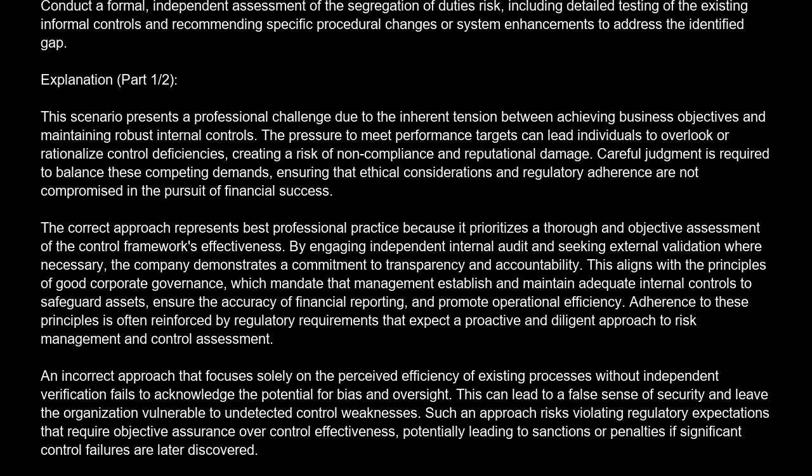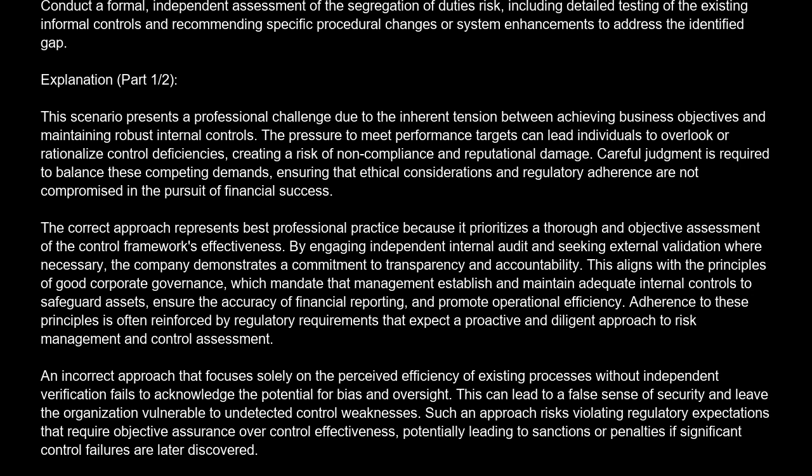The correct approach represents best professional practice because it prioritizes a thorough and objective assessment of the control framework's effectiveness. By engaging independent internal audit and seeking external validation where necessary, the company demonstrates a commitment to transparency and accountability. This aligns with the principles of good corporate governance, which mandate that management establish and maintain adequate internal controls to safeguard assets, ensure the accuracy of financial reporting, and promote operational efficiency.